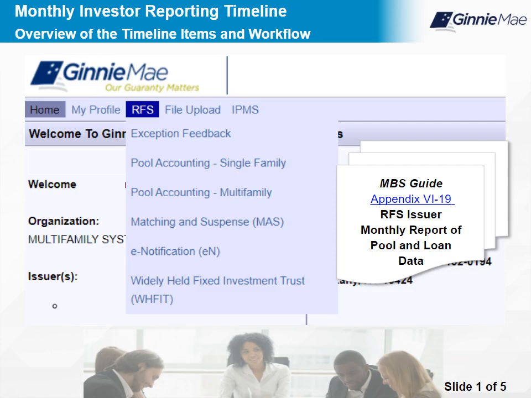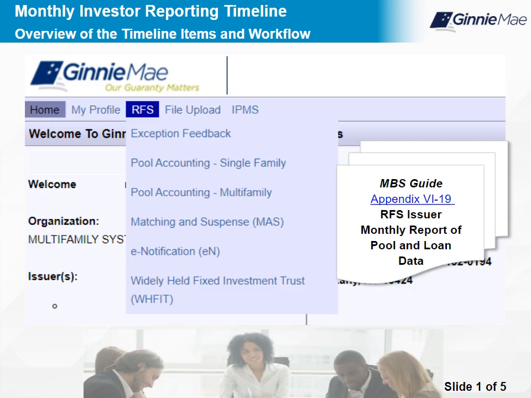E-notification directly supports the monthly investor reporting and related activity by providing notices and content, such as reports, documents, and files from Ginnie Mae's processing systems, for example, from RFS Exception Feedback System, the Pool Processing Systems, etc. Importantly, RFS conducts calculations for the purpose of editing, loan and pool accounting, and pool summary data. For example, interest due, scheduled principal, etc. Each area of RFS will be discussed in greater detail in other training modules.